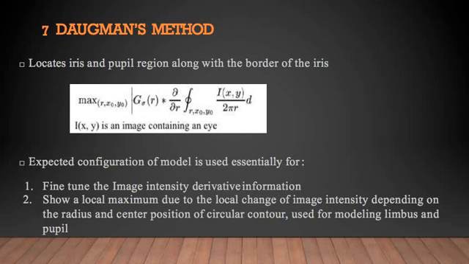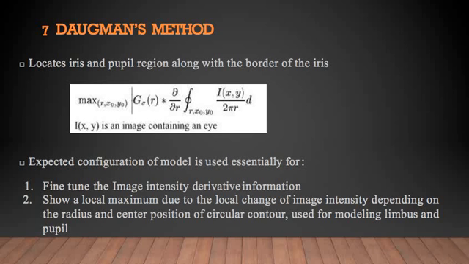Now, moving on to Daugman's integral differential method. To find the center Cartesian coordinates and radius, we use Daugman's integral differential operator. We need to ignore the eyelids and focus only on the iris and the pupil part.